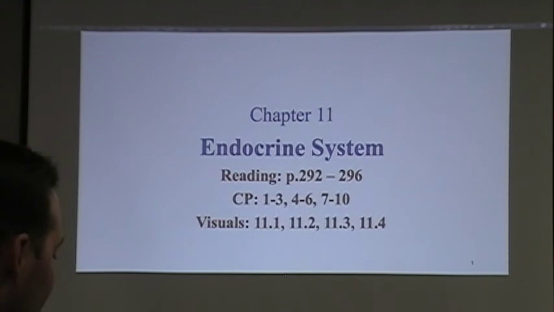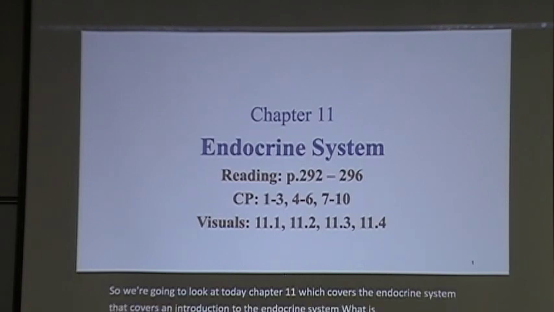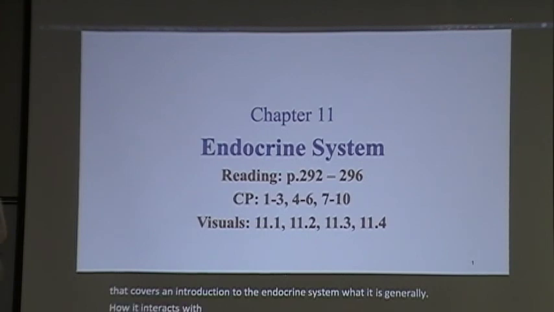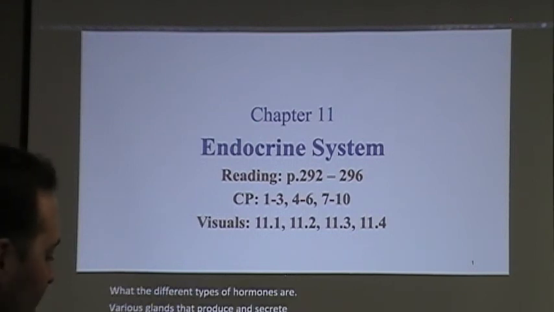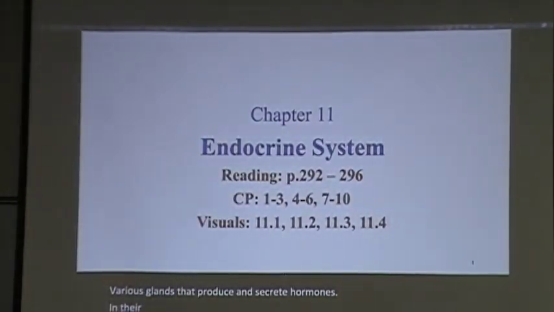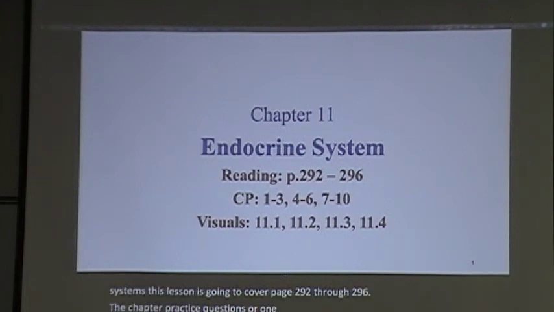So what we're going to look at today is chapter 11, which covers the endocrine system. It covers an introduction to the endocrine system, what it is generally, how it interacts with other body systems to maintain homeostasis, what a hormone is, what the different types of hormones are, various glands that produce and secrete hormones, and interactions throughout the body. I think I have an older version. This lesson covers pages 292 through 296. The chapter practice questions are 1 through 3, 4 through 6, and 7 through 10.